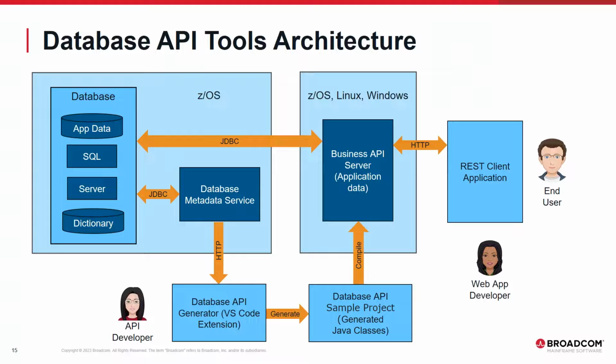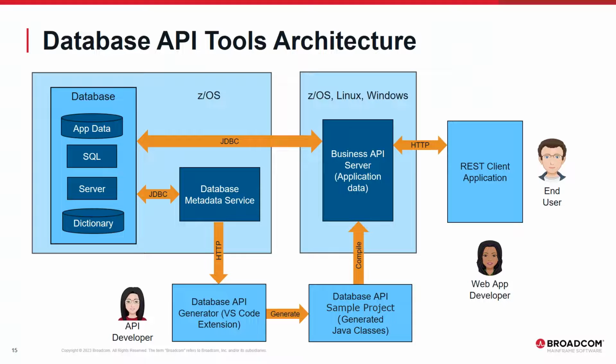The API generator is, as I mentioned, the VS Code extension. It runs off of z/OS and on the user's workstation, either a Linux, Windows, or Mac workstation. And that uses the metadata service to implement that Explorer and discover the tables. The reason for this architecture is it really simplifies the VS Code extension. You don't really need to worry about integrating JDBC drivers into your VS Code extension. And it sort of hides that.